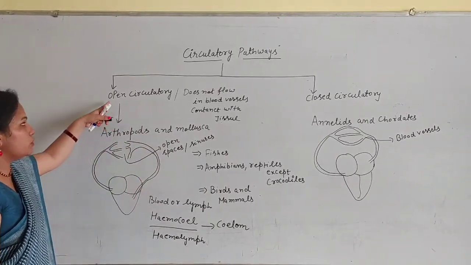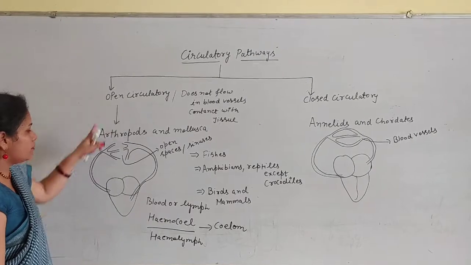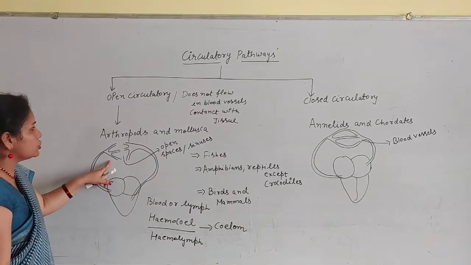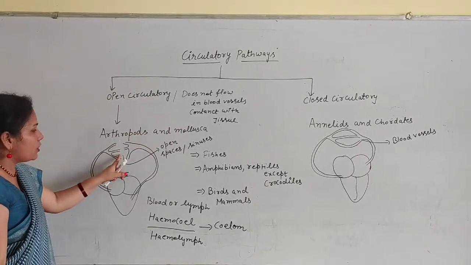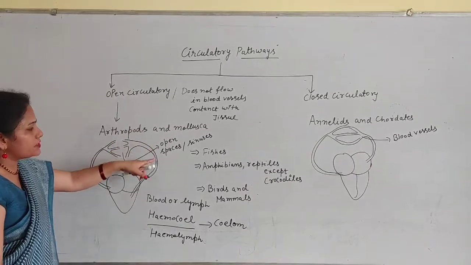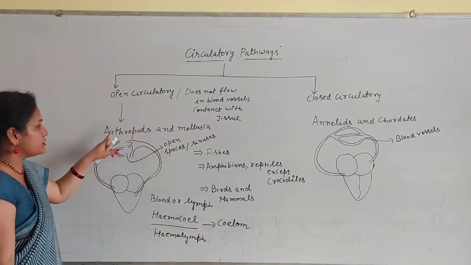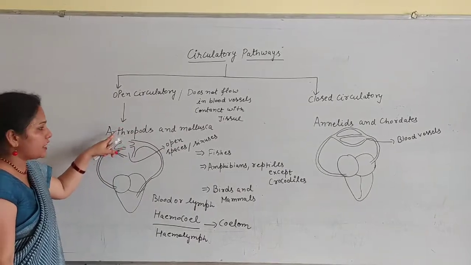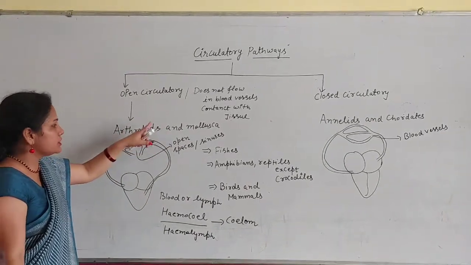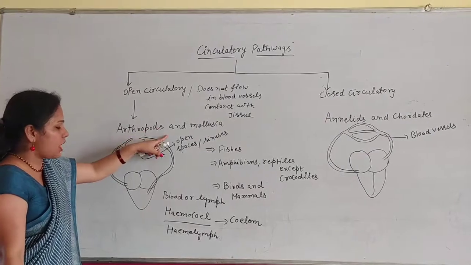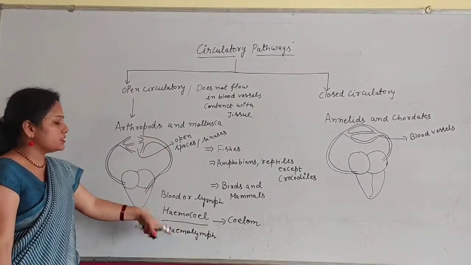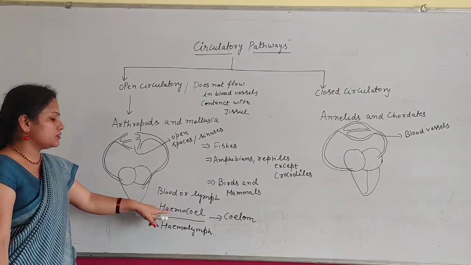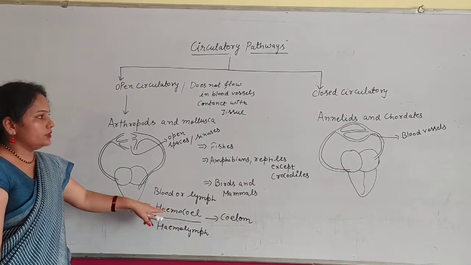So I think you understood what the open circulatory system is. Blood is in direct contact with the tissue. Blood does not flow in the blood vessels. It opens into the open spaces of the sinuses. It is present in arthropods and mollusca. In arthropods and mollusca, blood is known as the hemolymph, because it is present in the coelom, so it is known as the hemocoel.